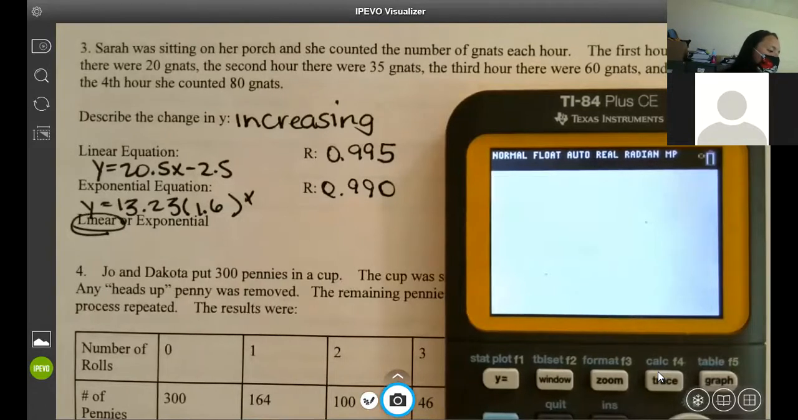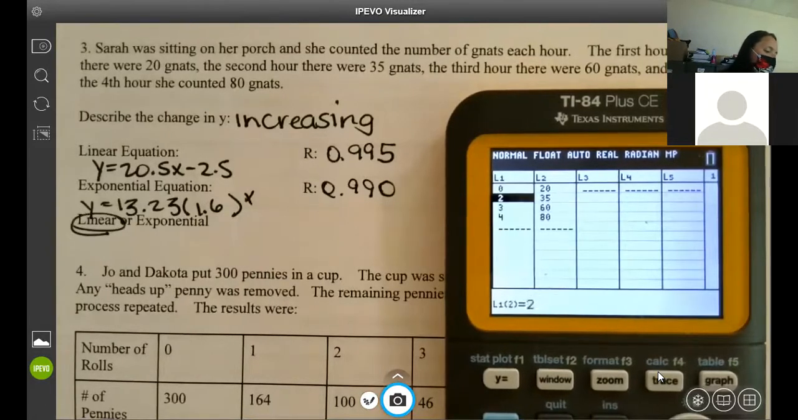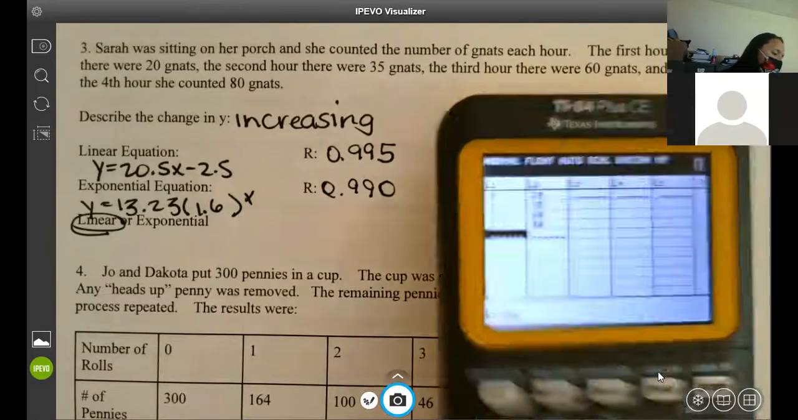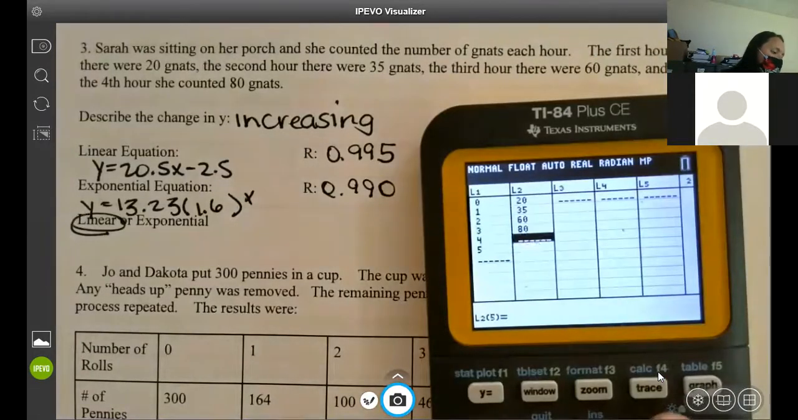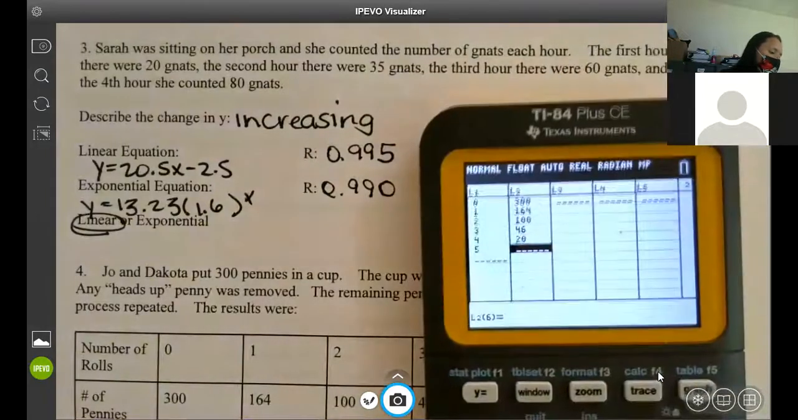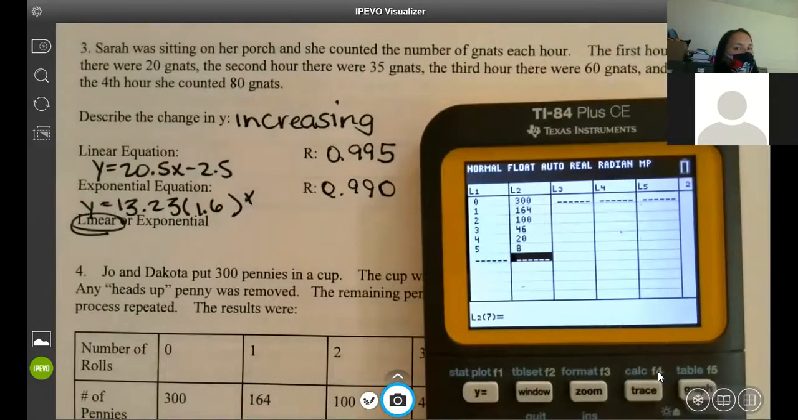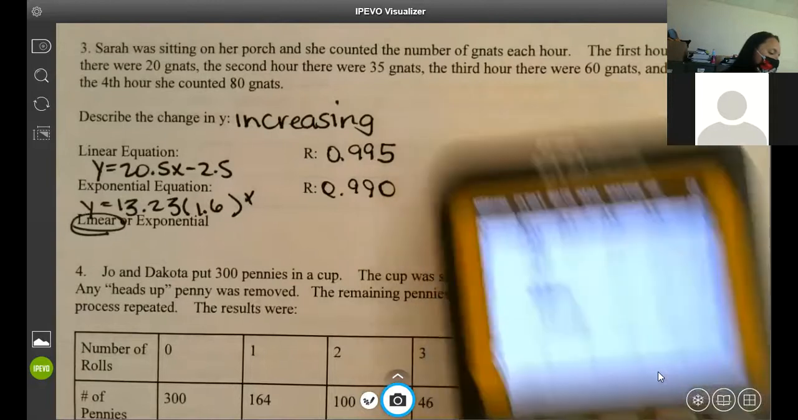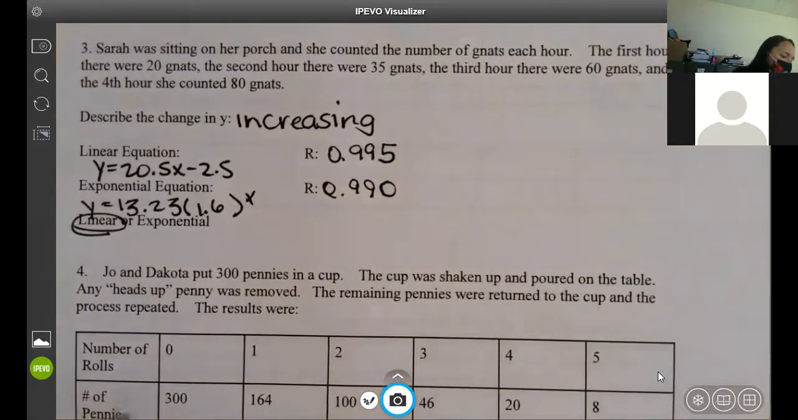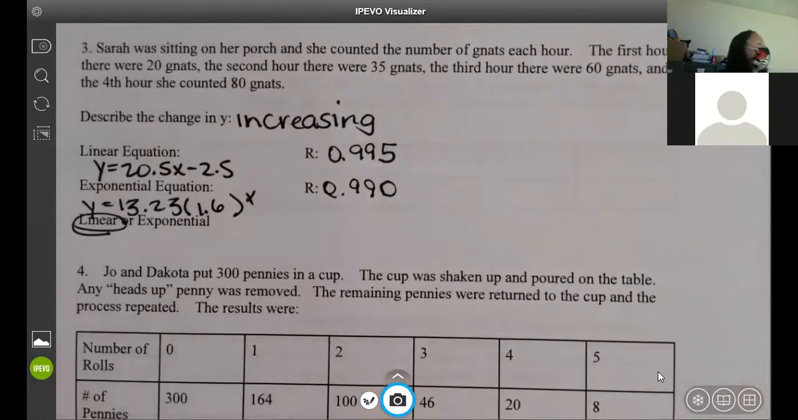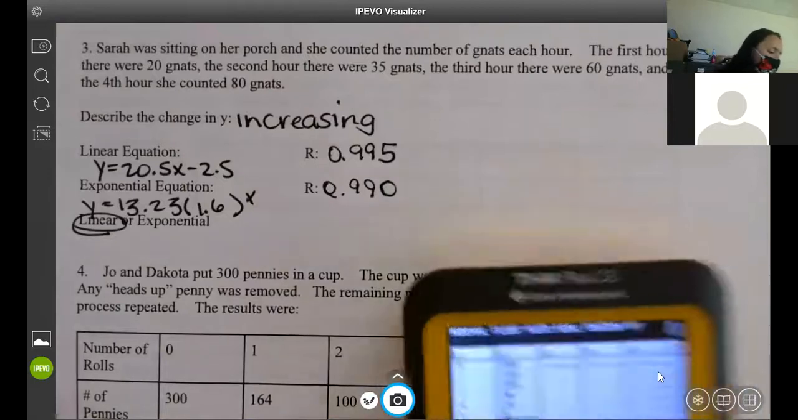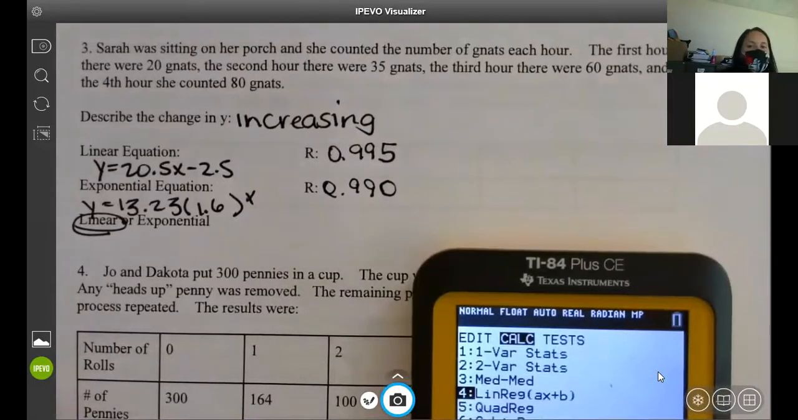Do it again. We're going to change our stat. We're going to edit. Our coordinates are 0, 1, 2, 3, 4, and 5. Our values are 300, 164, 100, 46, 20, and 8. Once you put those in, check both equations. What's happening each time though? Are they increasing or decreasing? If you guys watch, when we get our R values, they'll both be negative. Okay, decreasing. Stats, calc, linear regression.